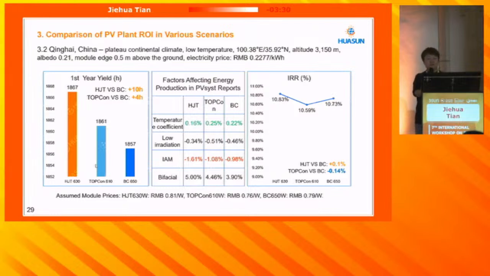Due to the low ambient temperature in this region, the low temperature coefficient is a negative factor. However, more radiance in HJT causes greater mismatch losses, which removes the benefit of low irradiance and bifaciality. Compared to TOPCon and BC, HJT only generates 3 to 10 more hours of electricity per year. This project has the lowest cost and higher yield for HJT, resulting in higher IRR.